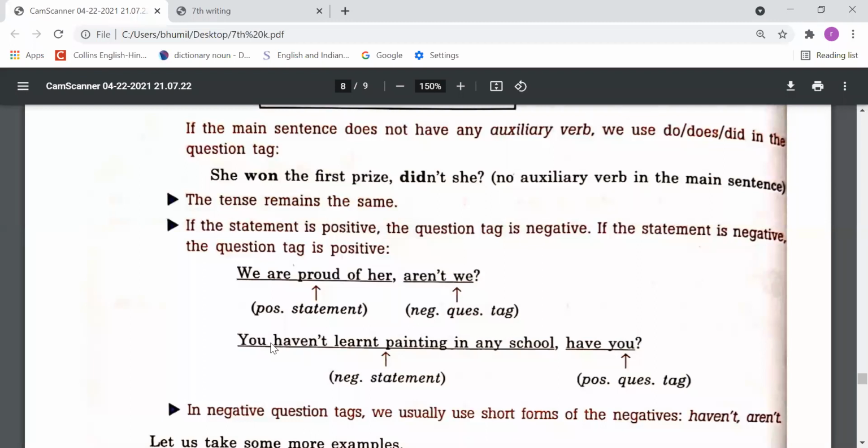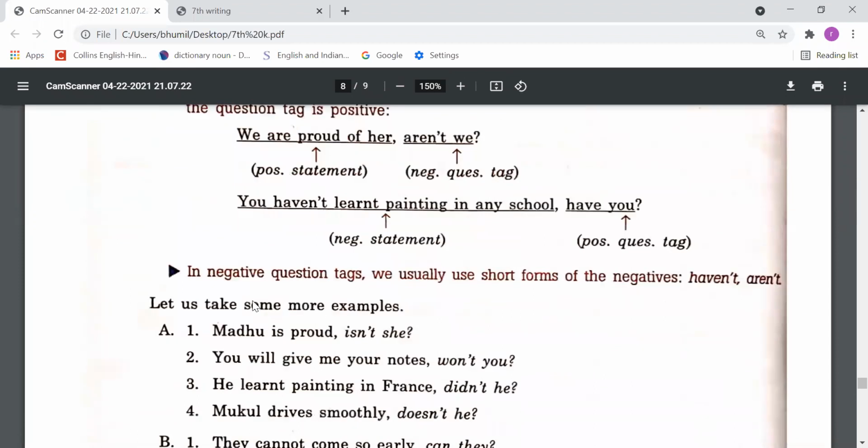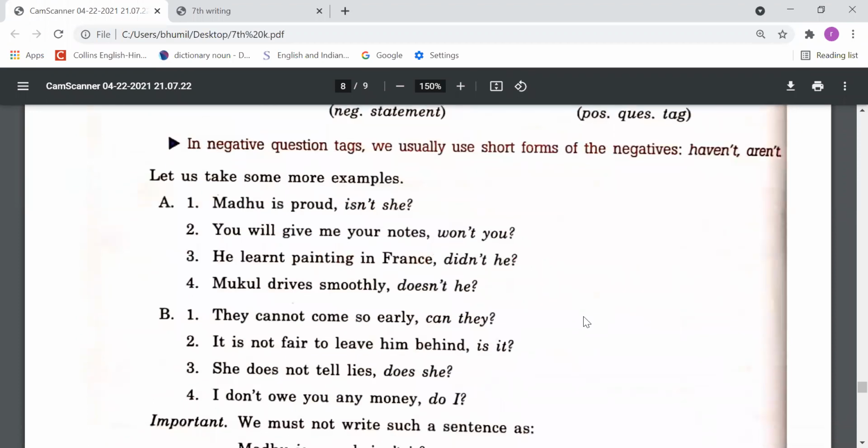And see the next example. You haven't learned painting in any school, have you? The statement is in negative form, and we have made the question tag in positive form, right? In negative question tags, we usually use short forms of the negatives, haven't, aren't. So in the negative question tag, we need to use the short form of that. Auxiliary verb plus not means haven't, aren't. Let us take some more examples.